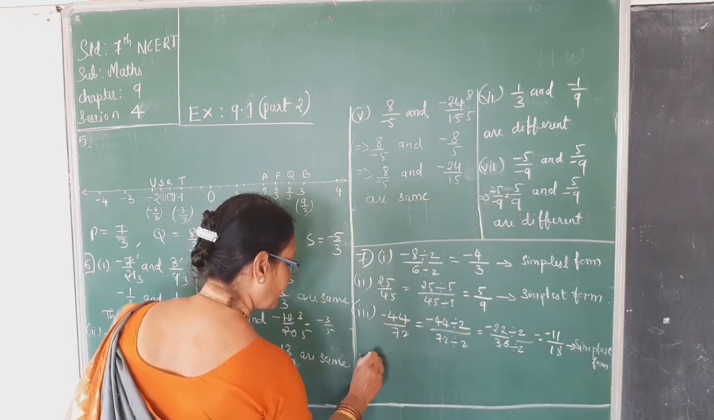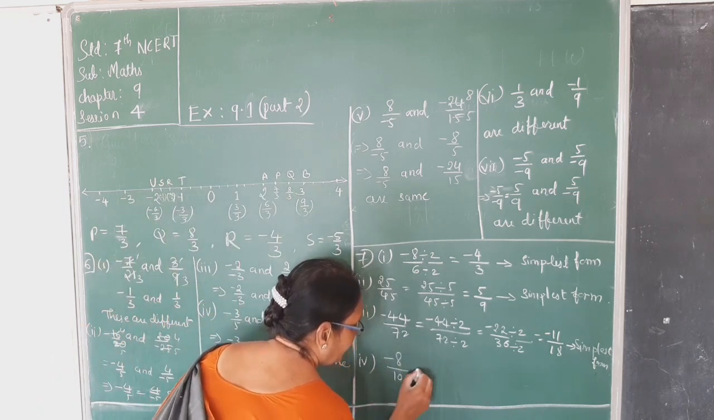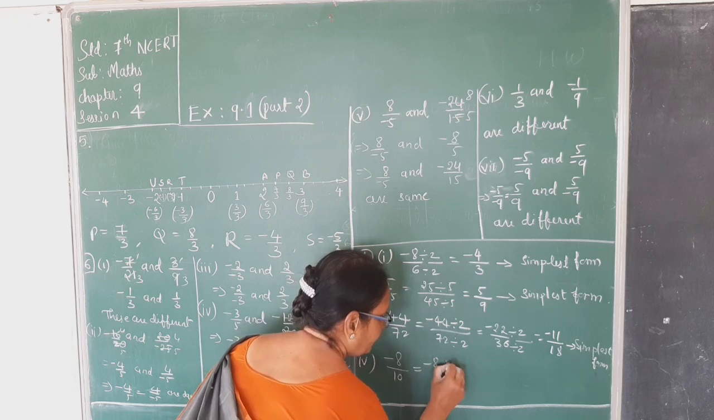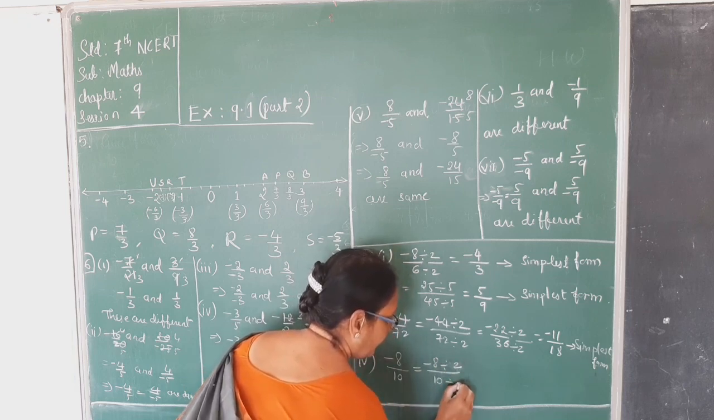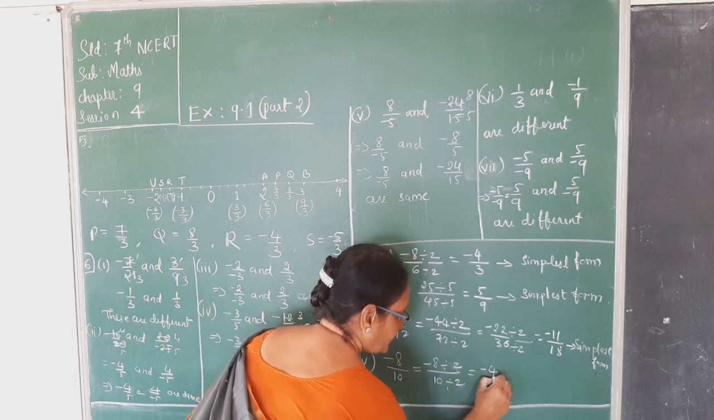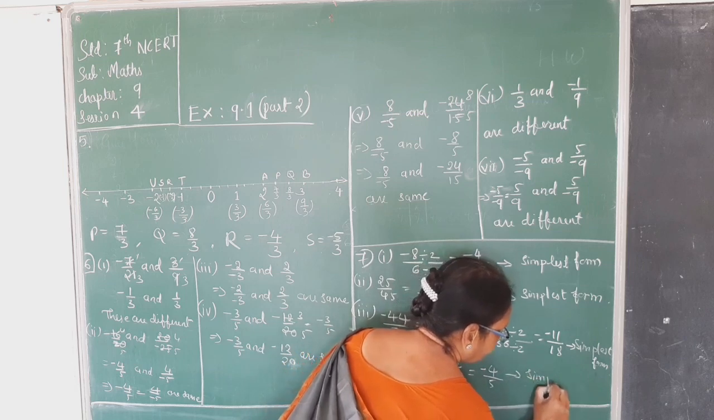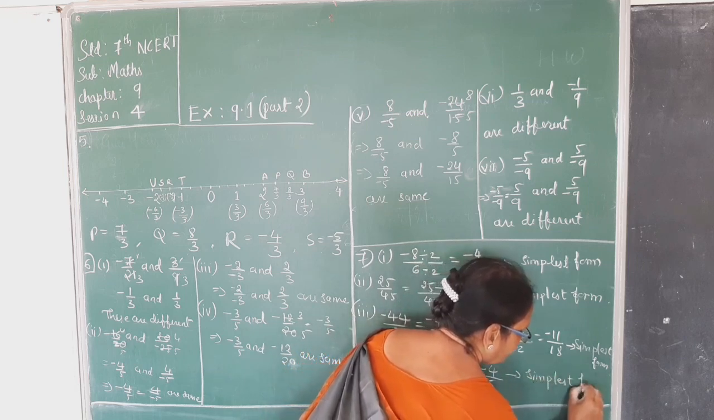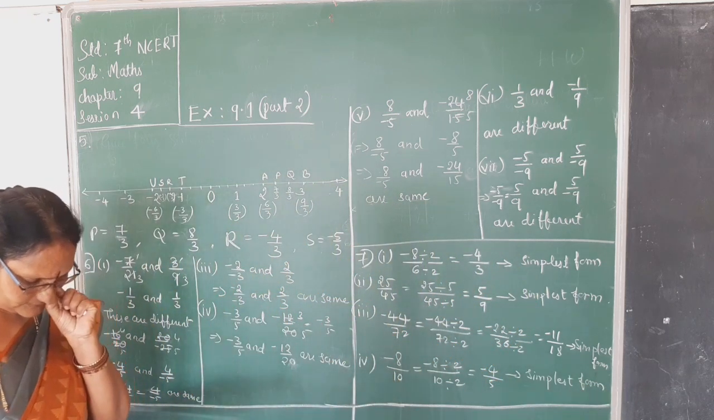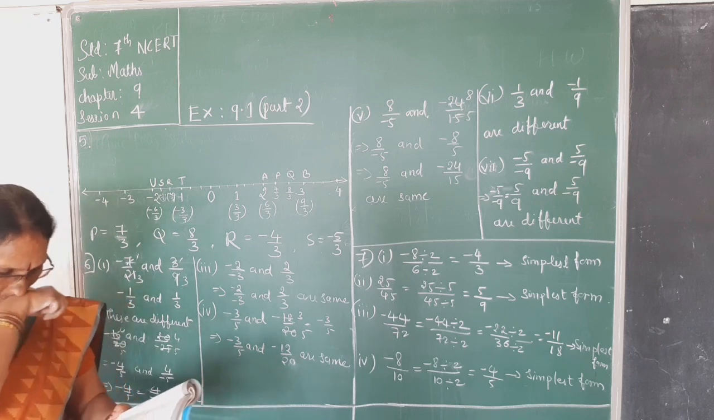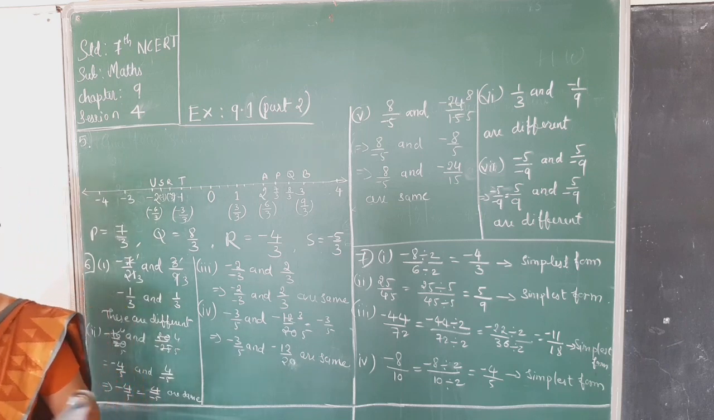And the last one, that is the fourth one, minus 8 by 10. Minus 8 by 10, we divide by 4, sorry, not 4, we will divide by 2. So this is minus 4 by 5, the simplest form. Okay, so this is what the seventh main we completed. Then you take this and continue.